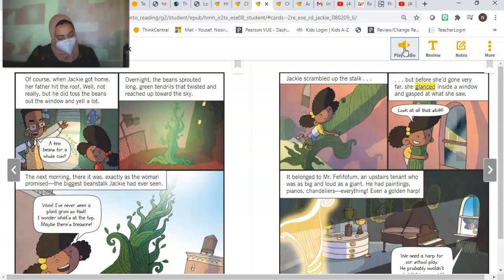What does Jackie's dad do when she brings the beans home? He's mad. And what does he do with the beans? He throws them out. He tosses them out the window and starts yelling.